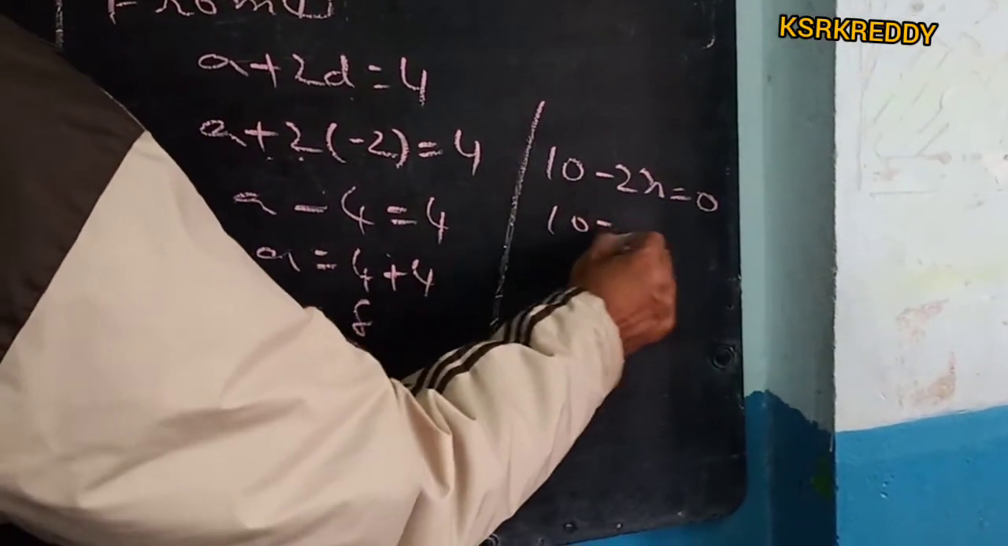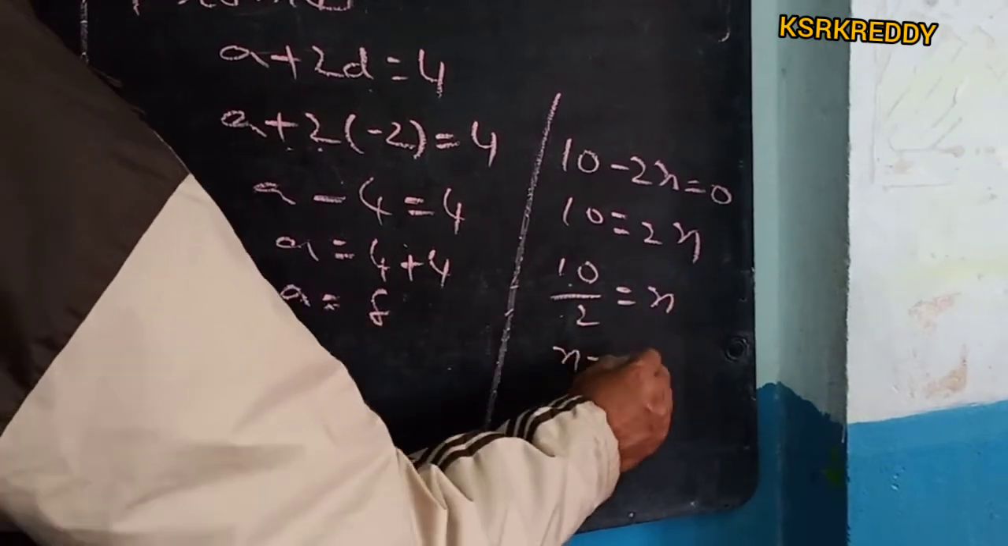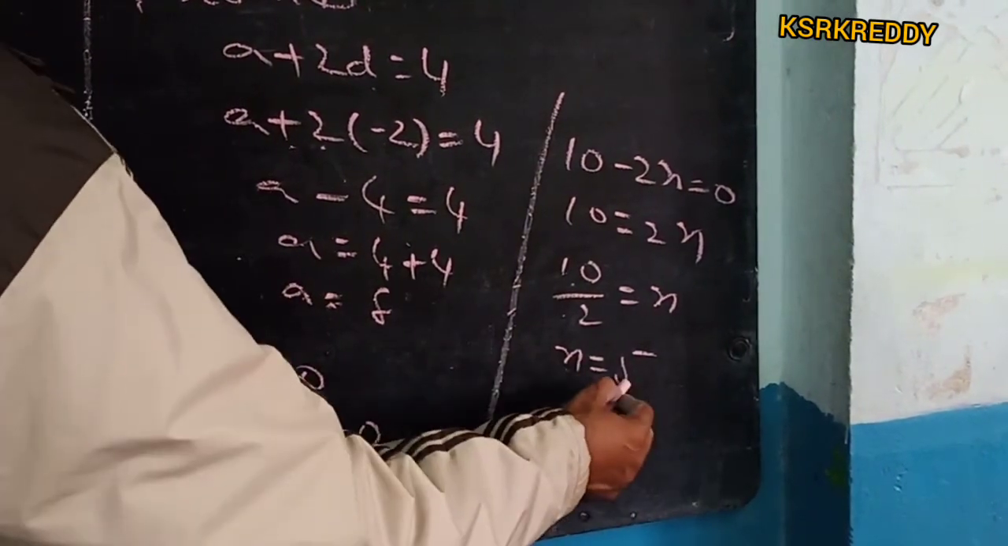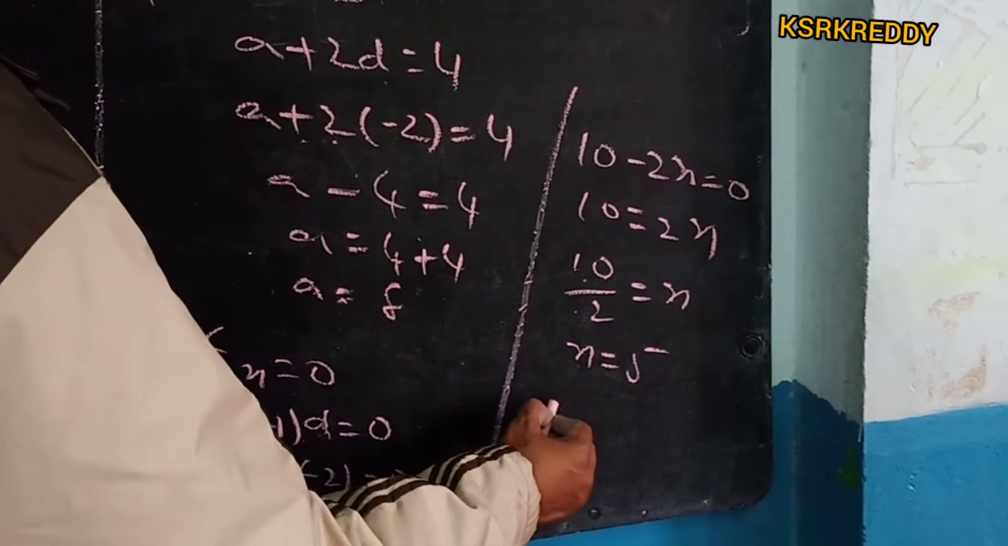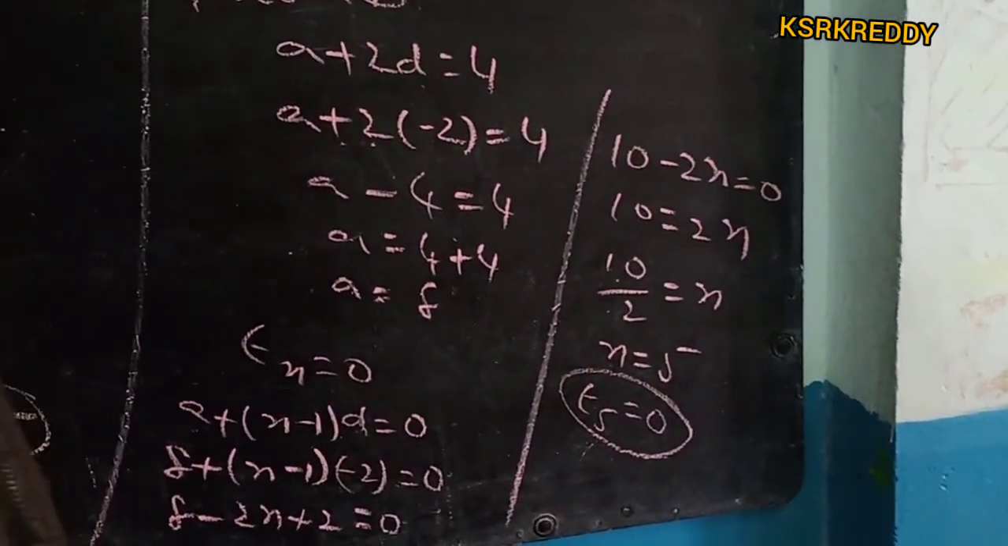Then 10 is equal to 2n. 10 by 2 is equal to n. Therefore n equals 5. So the fifth term is the 0 in this progression. So T5 is equal to 0. That is the required value.